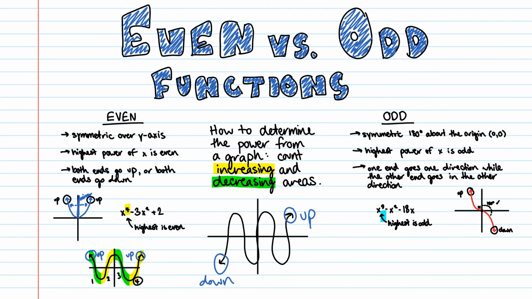So if we took this other erratic example that I drew, where it increases 1, 2, 3 times and decreases 2 times, this is an x to the fifth function, which makes sense because it should be odd, as that's what we identified it as.